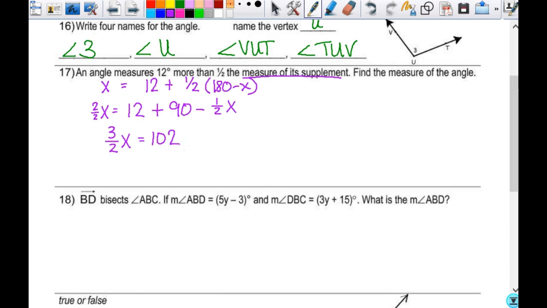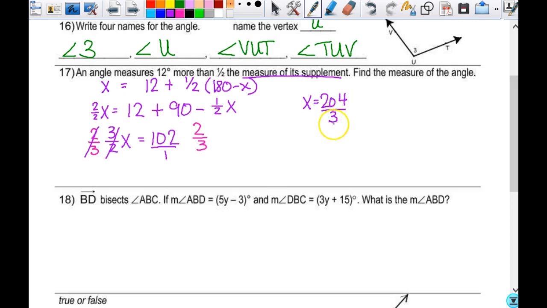Then I need to get x by itself, so that means I need to divide by 3/2, which is the same as multiplying by 2/3. So I multiply both sides by 2/3, and these cancel out. That's why we did it. Then I can put that over 1, and then I can multiply and then reduce, or I can reduce then multiply, either way. But multiplying fractions is easy. You just multiply straight across. So x is equal to 204 over 3.